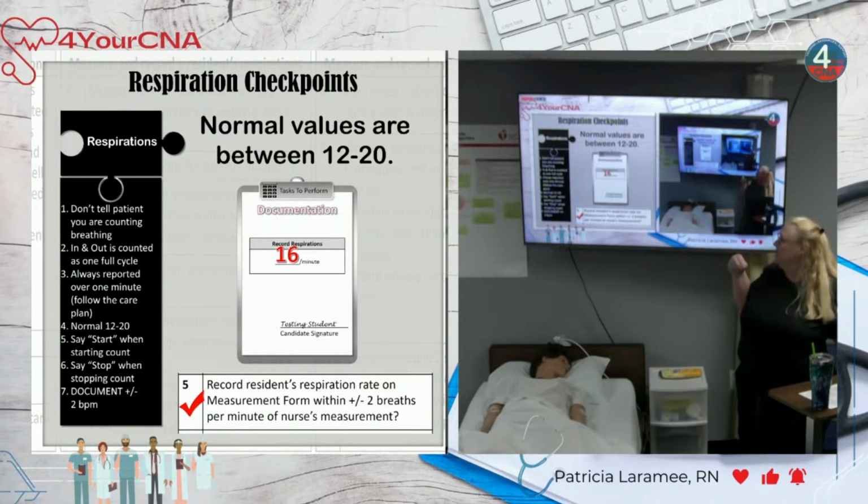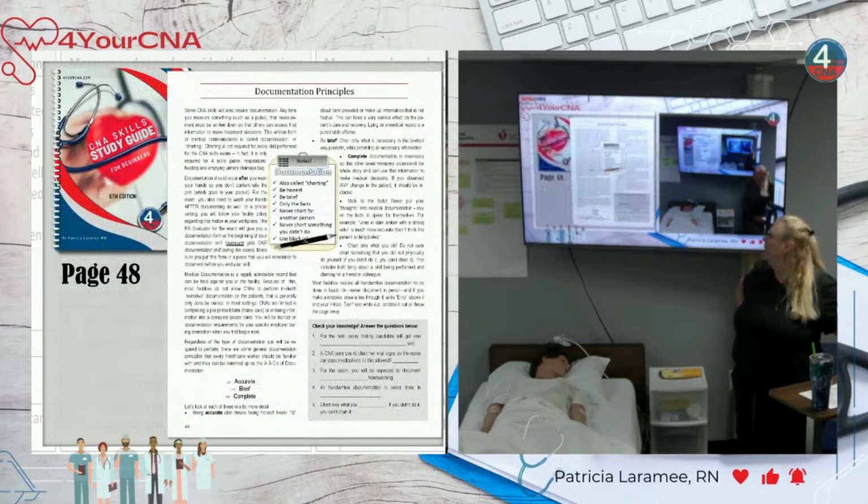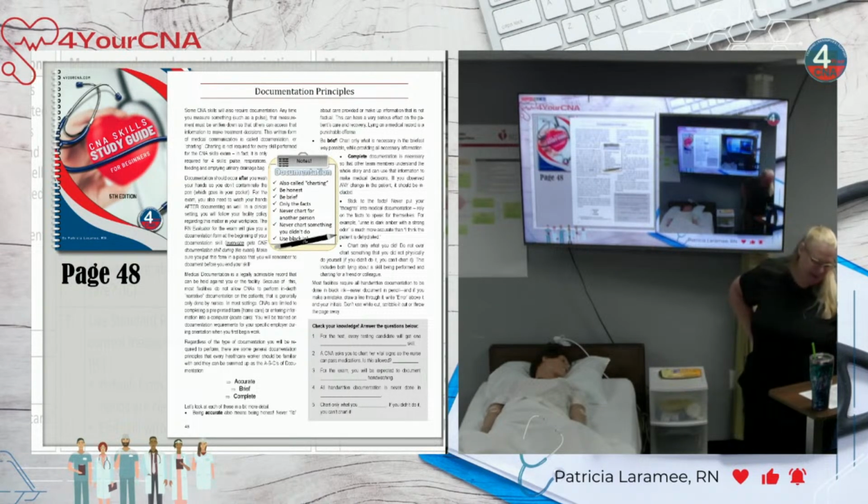And don't forget to document during this skill. So we're going to do our closing, wash our hands, document, and wash our hands again. So that's everything you need to know about respirations. That's it. Page 48 is going to talk to you about documentation principles. I'm going to have you read that on your own. So page 48, you'll want to make sure that you read this at home this weekend.